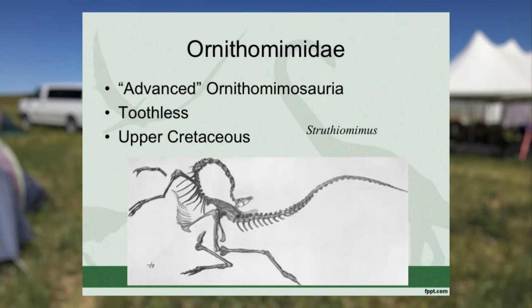So some of the major representatives in this group, Garudimimidae, the Ornithomimosaurs, and Deinocheirids. All right, so looking at the Ornithomimosaurs, they were toothless, found in the Upper Cretaceous. Struthiomimus is a famous one, Gallimimus is another one.